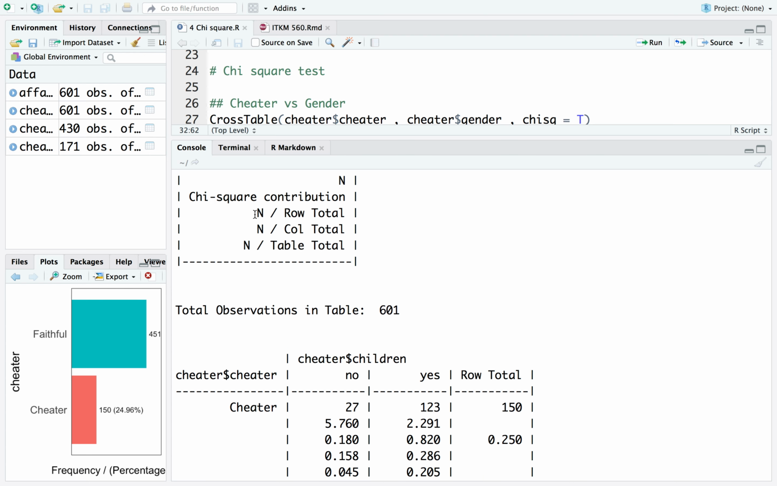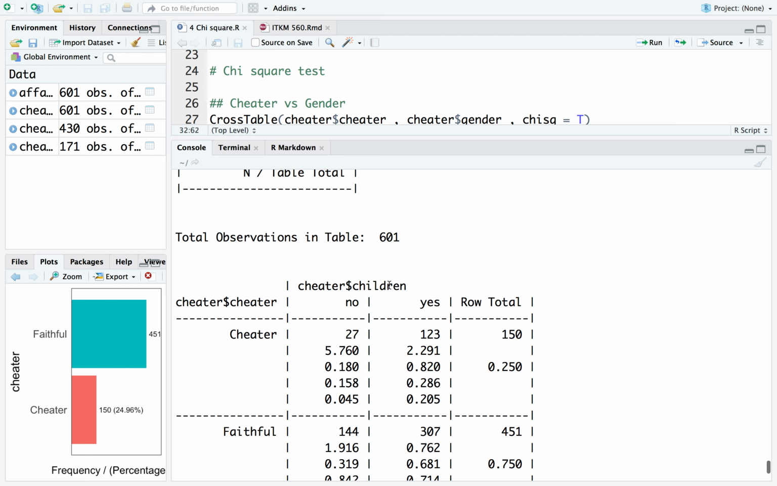Then we have our row proportion, column proportion, and table proportion. Probably the most informative are going to be these two. And depending on how you set up the rows and the columns, which variable is which, one is going to be more important than the other. So I can say that 18% of cheaters have no children. 82% of cheaters have children.